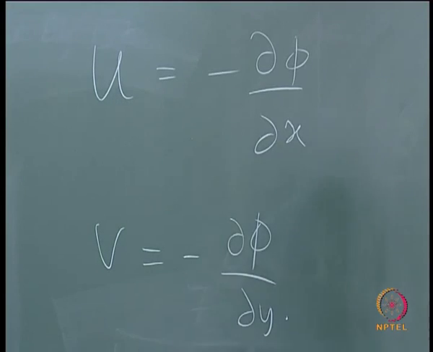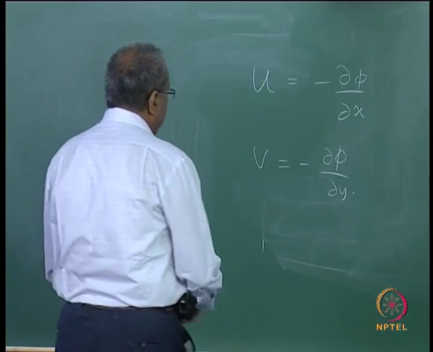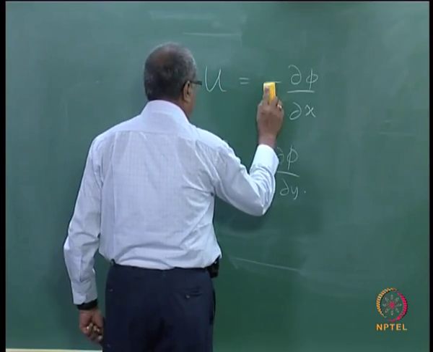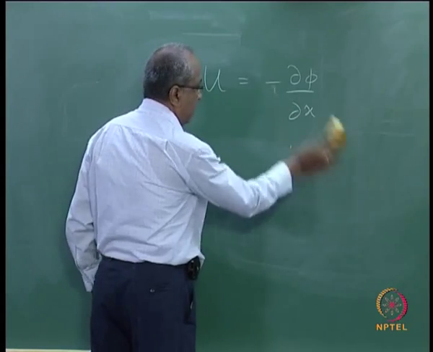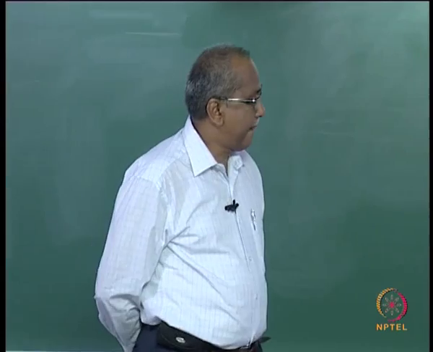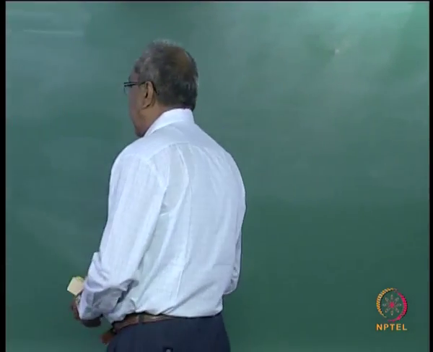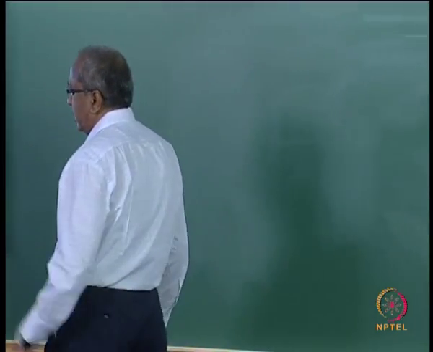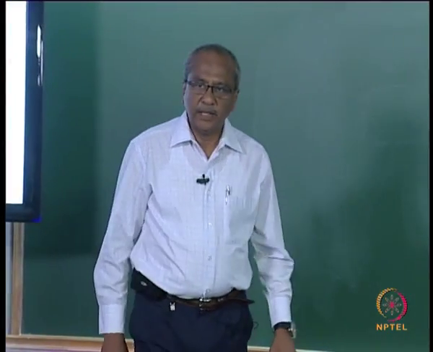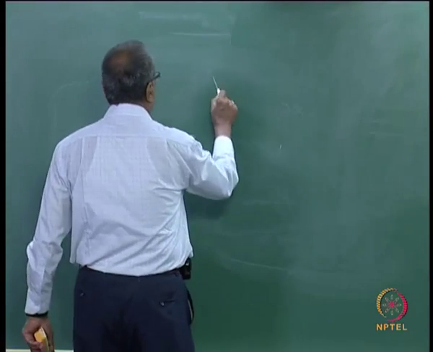So there is no harm in representing this as either positive or negative, but when you are trying to solve a problem, make sure that you are consistent: either you use a negative sign or you use a positive sign for the velocity components. You cannot keep changing it. So we have already seen the continuity equation. When you substitute for u and v, you will have del square phi equal to 0.